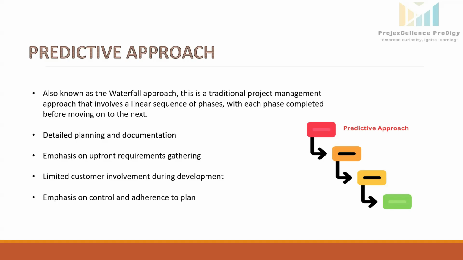As I just said, fixed scope. Normally in predictive, it remains fixed, but sometimes if any change is required, then it is a bit of a complicated process, which we call the change management process. That's the reason the predictive approach is considered less flexible. Let's try to understand it with one example.